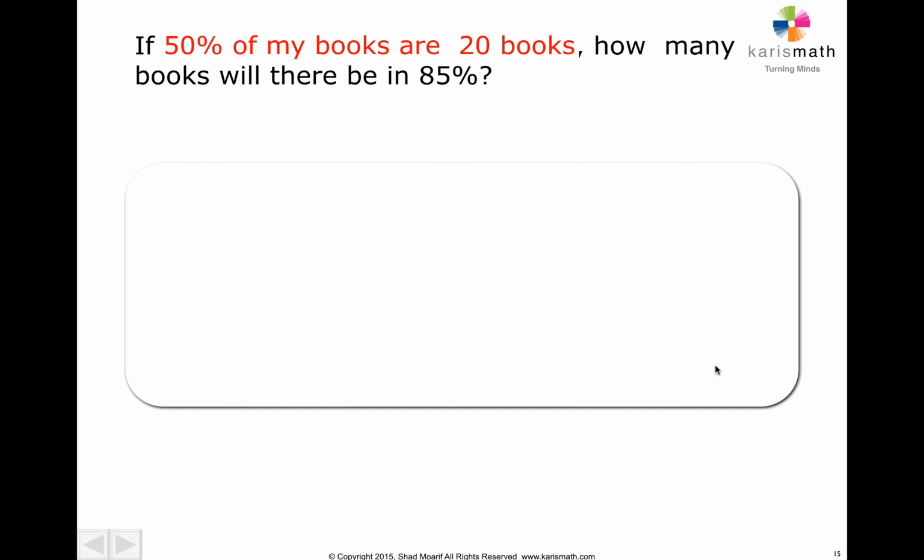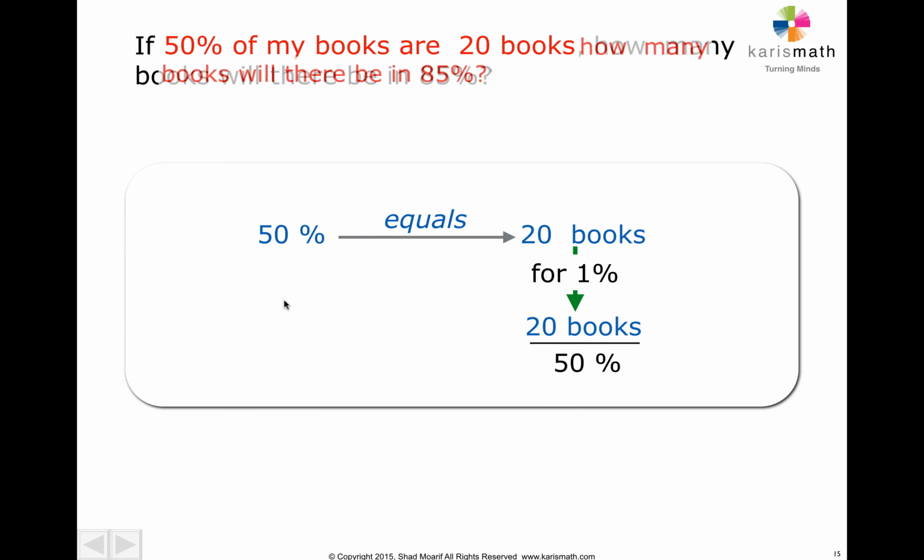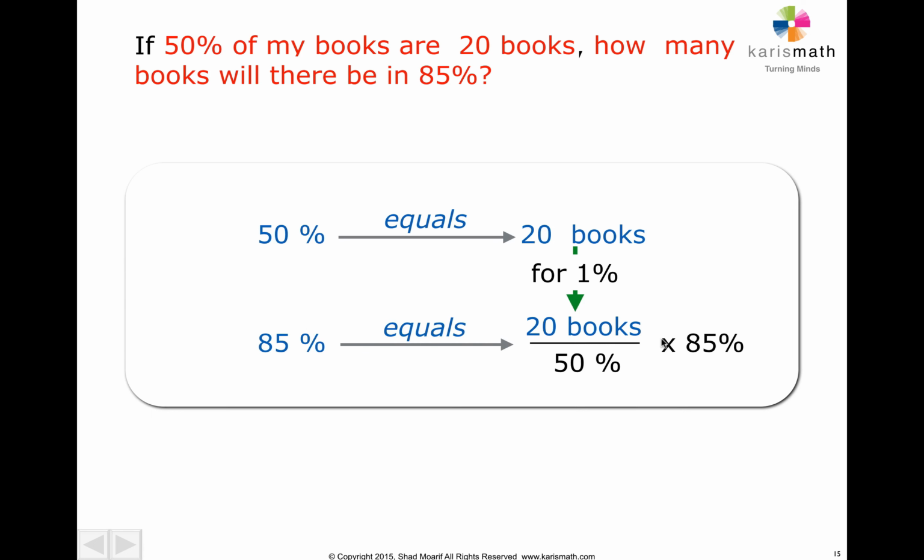So if you do a faster version of this, it'll look like this. 50% is 20 books, 1% would be 50 times less, so that's divided by 50%. So that's quicker. And then 85% would be just multiply that by 85%, reduce those to decimals, strike this out, you get 1.7, multiplied by 20, you get 34 books again. The same thing, so it's not too different.